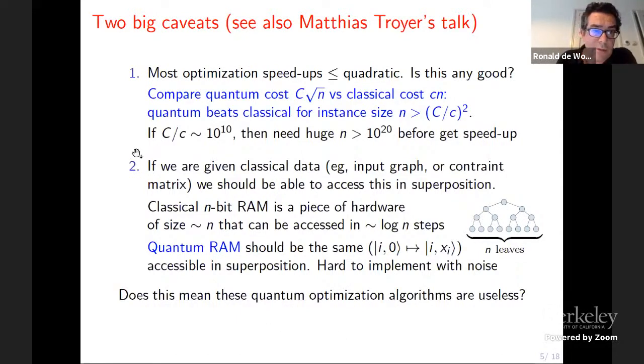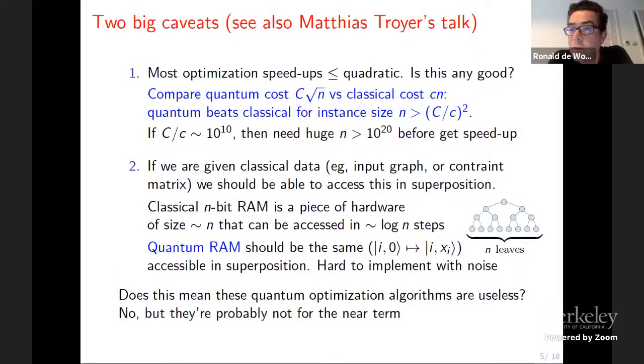Okay, so do these two big caveats mean that quantum computers are useless? I would argue no, but I would argue that they're probably not for the near term. I guess I already said this before. If somebody says that they're going to have some nice commercial applications of quantum computers 2 years from now, it's an optimization algorithm with a quadratic speedup, I would not put money in that company. But I think for the longer term, these caveats can be overcome.